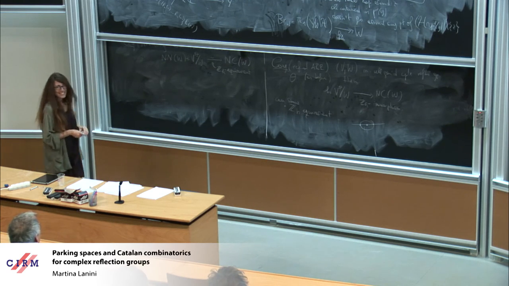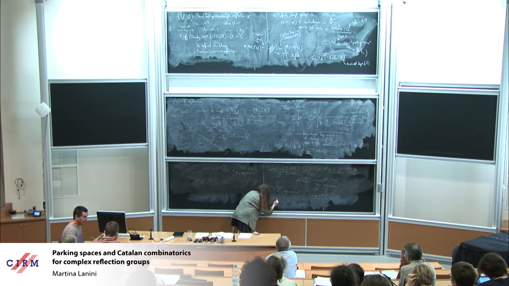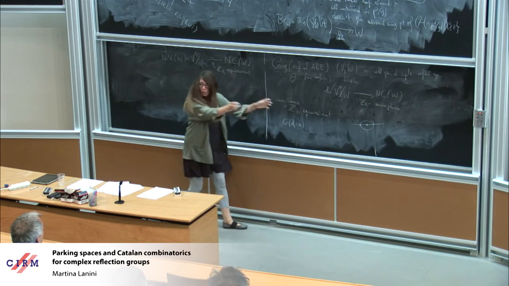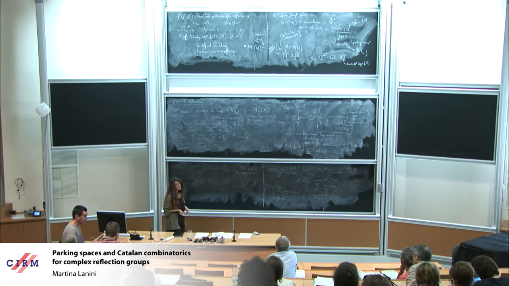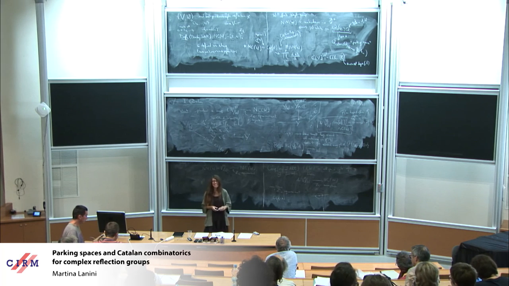We are hoping to at least be able to control Bn in general, and this would give the whole G(d,1,n), exactly for d bigger than what I said, that it's enough to look at groups with at least that. But there's still work to be done.